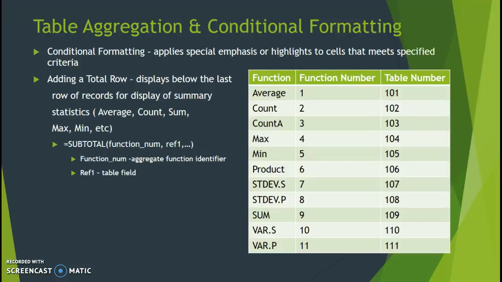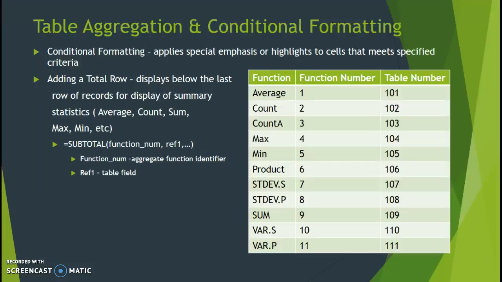Additionally, we're going to look at adding a total row to our Excel table, and that's going to display at the bottom of your Excel table below the last row of records. And by implementing a total row, you can display a variety of summary statistics. You can compute the average, count, sum, minimum, maximum, all kinds of different summary statistics in your table.